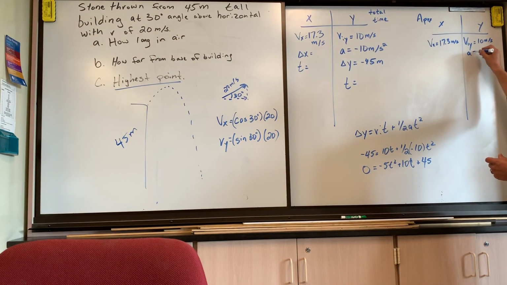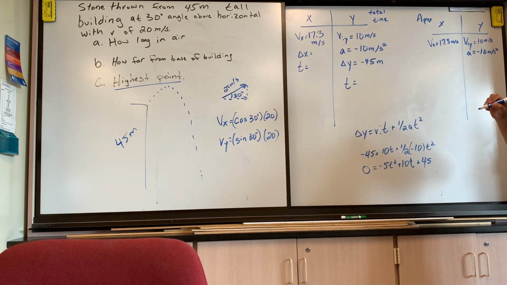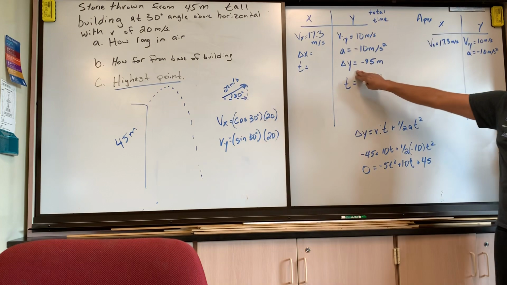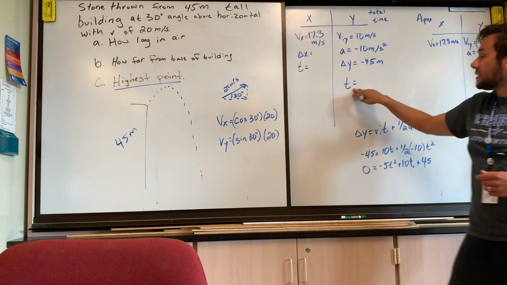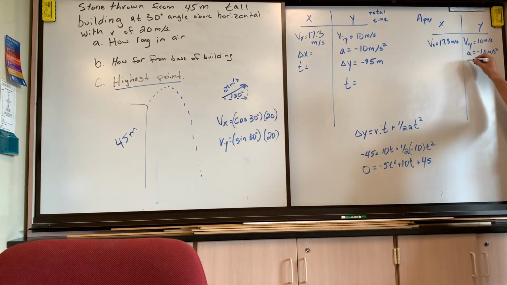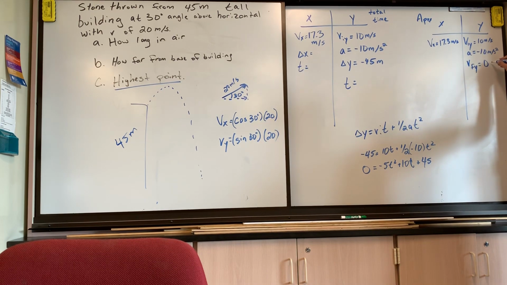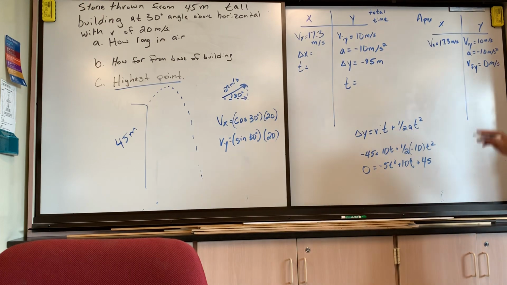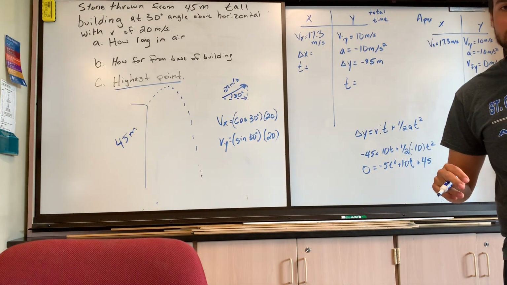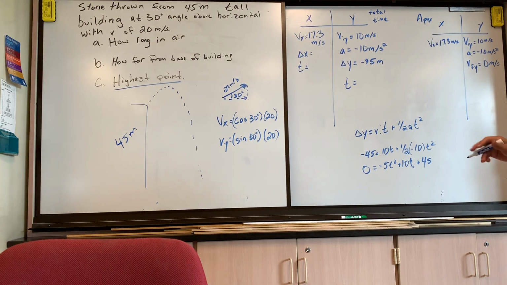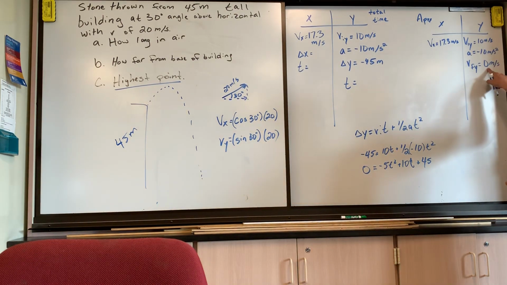But I know my acceleration is negative 10 meters per second squared still. Now at the top, I don't know what my delta y is. I don't know what my time is, but there is a value that I do know, and that's my Vfy. I can say that is equal to 0 meters per second, because right at the top, you're going to end up with no velocity in the y direction. That's where it stops and then starts to come back down. So it's at that very top point where it stops and has no y velocity.